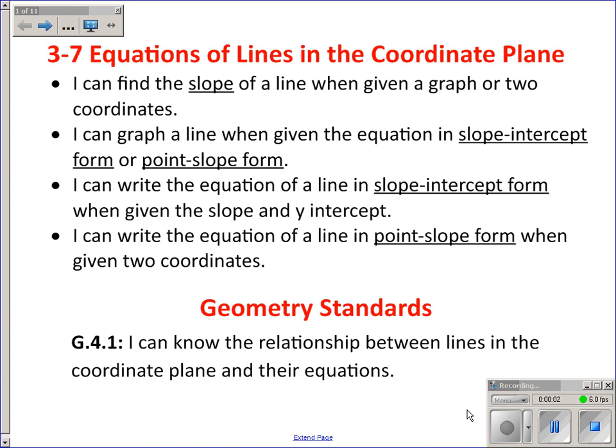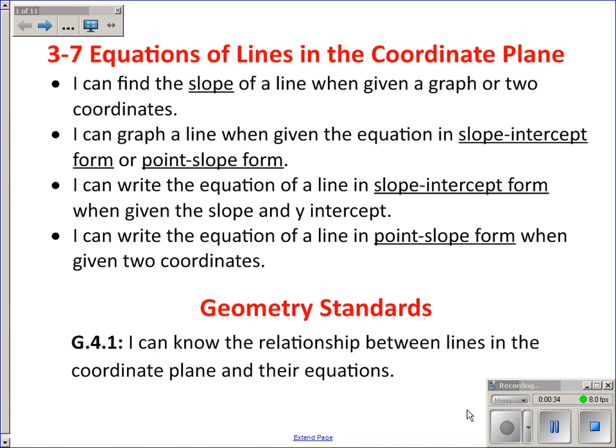This video is on section 3-7 on equations of lines in the coordinate plane, and we will be reviewing some ideas that you learned last year in Algebra 1. Looking at slopes of lines and equations of lines and graphs of lines. And what we're doing is preparing you for section 3-8, where we look at how these ideas are related to parallel and perpendicular lines.